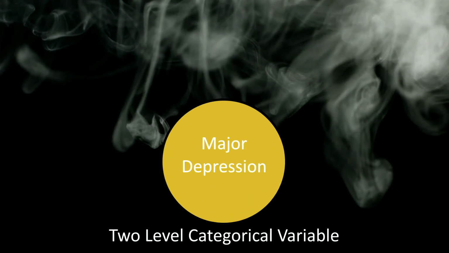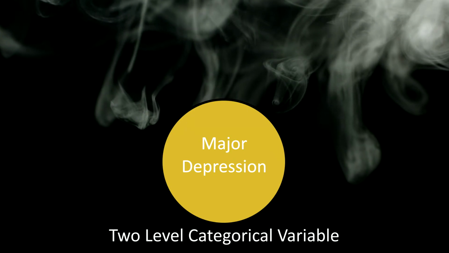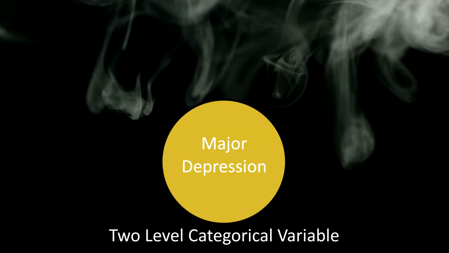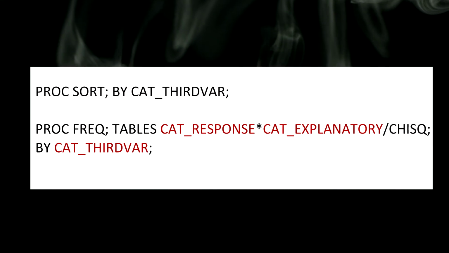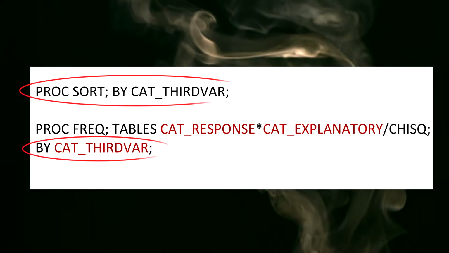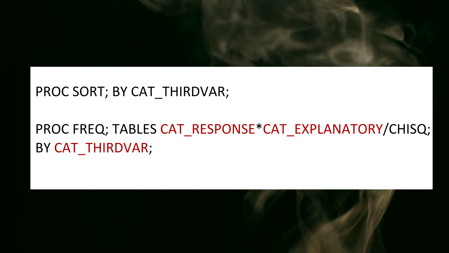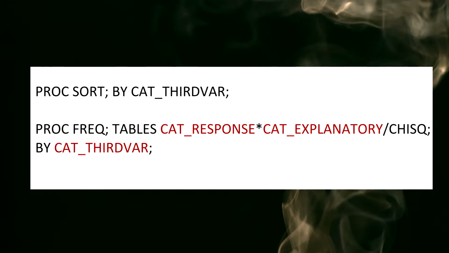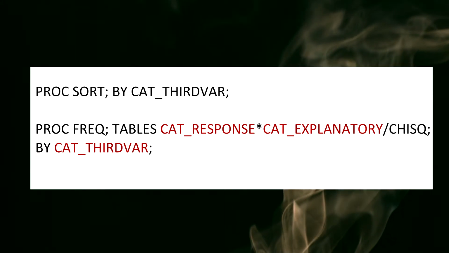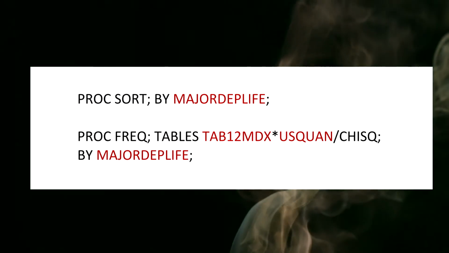Is smoking related to nicotine dependence for each level of this third variable? That is, for those with major depression and for those without major depression. Similar to our ANOVA example, syntax to be added to the proc freq code is circled here in red. We need to first sort the data according to the categorical third variable. Then include a by statement telling SAS to run a chi-square for each level of the third variable separately. The specific syntax for this example is shown here.